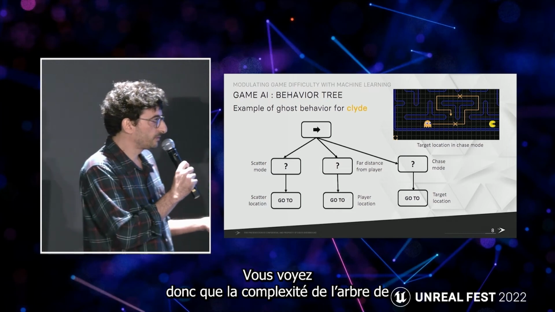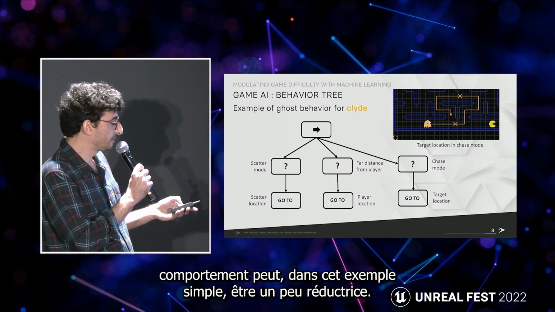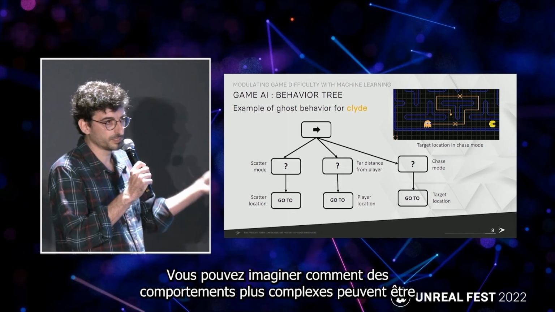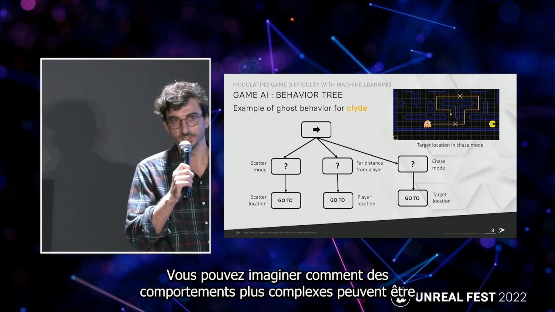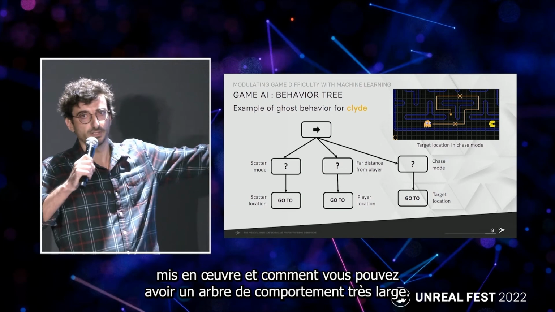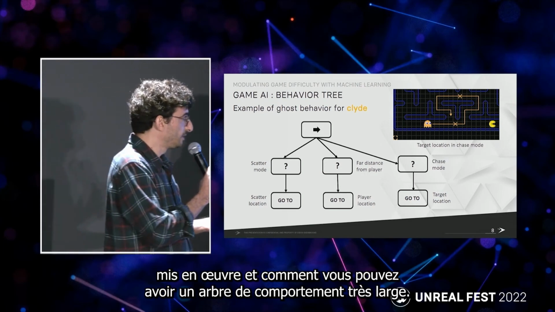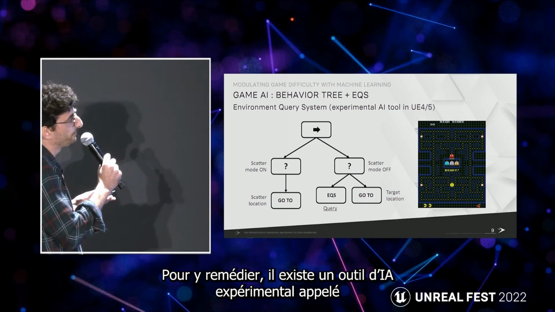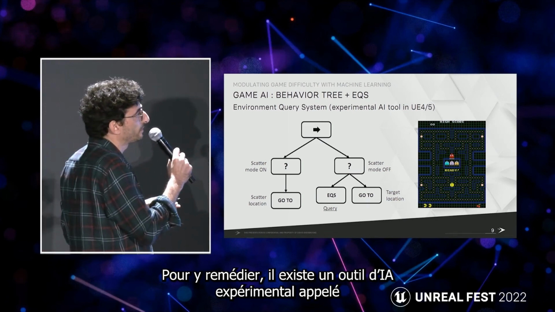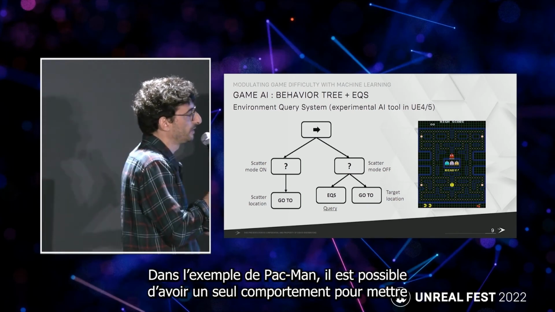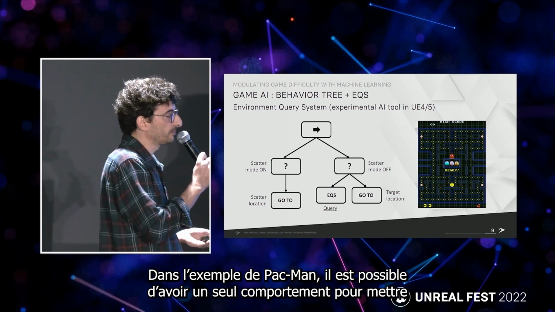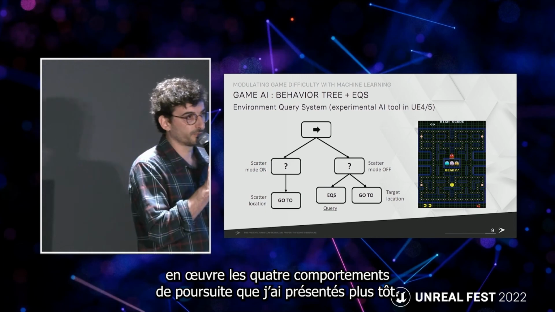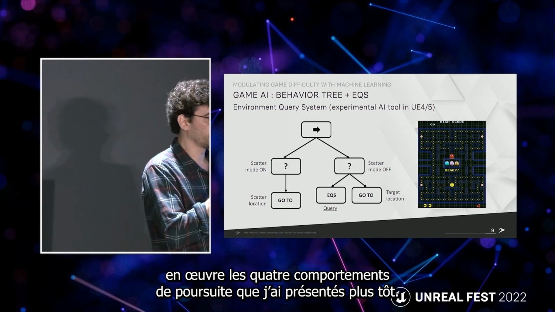So you see that the complexity of the behavior tree can, in this simple example, be a bit scaling. You can imagine how more complex behavior could be implemented and how you can have a very large and wide behavior tree. So to tackle that, Unreal has an experimental AI tool called the environment query system. And in this example of Pac-Man, you would be able to have a single behavior tree for implementing the 4 chasing behaviors that I presented earlier.